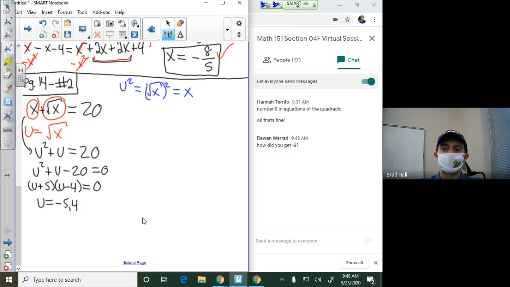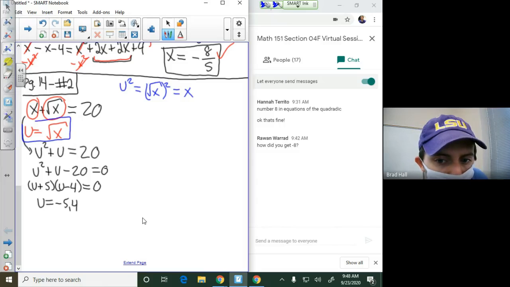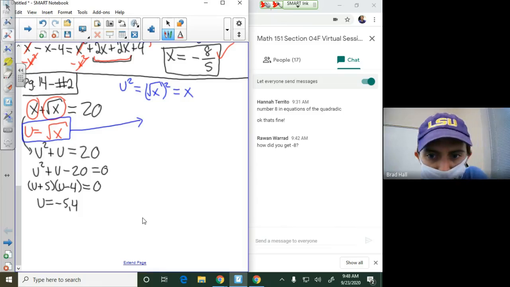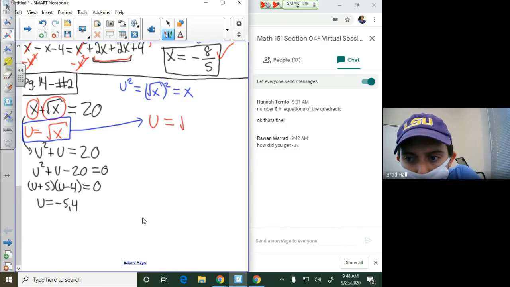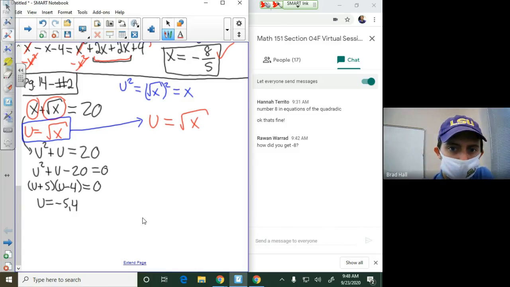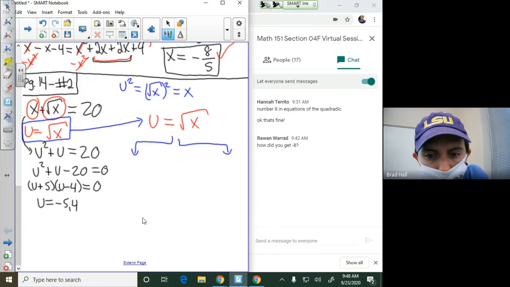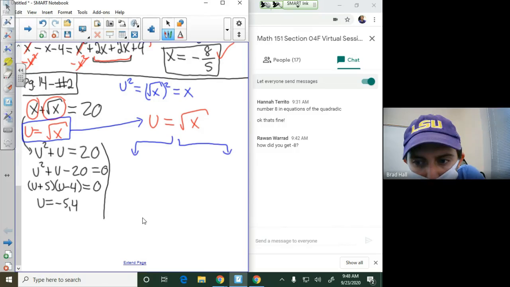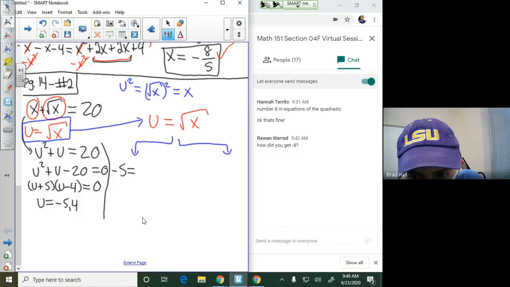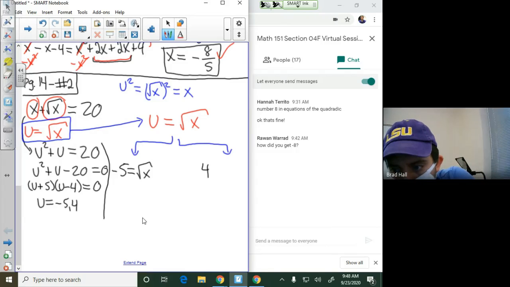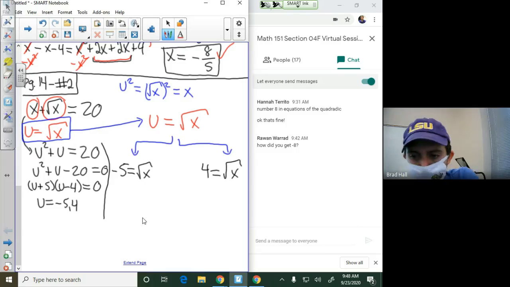So how do we go from u's to x's? Well, we need to utilize this rule here. So we're bringing the rule back, and we're going to apply the rule for each value of u that we found. So one of the u's we found was -5. So now -5 is equal to the square root of x. And another u we found was 4. So now that's equal to the square root of x.